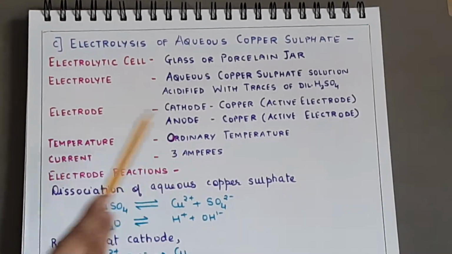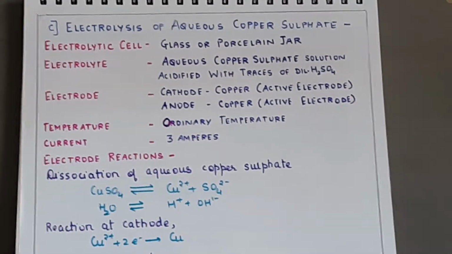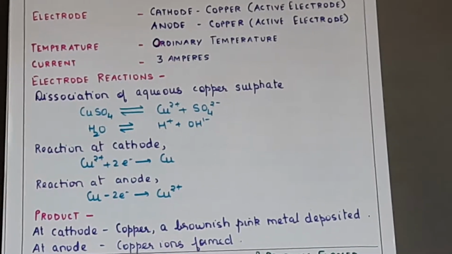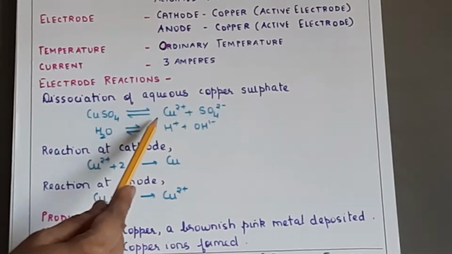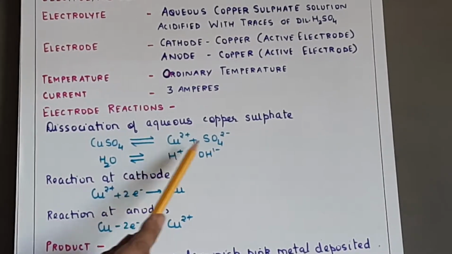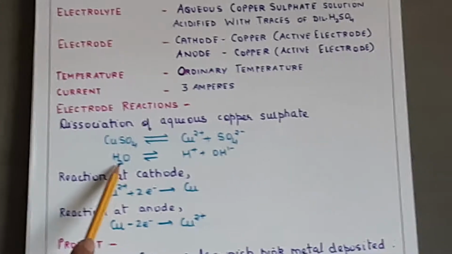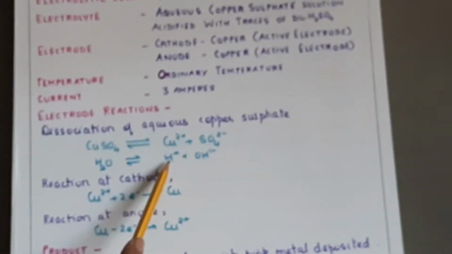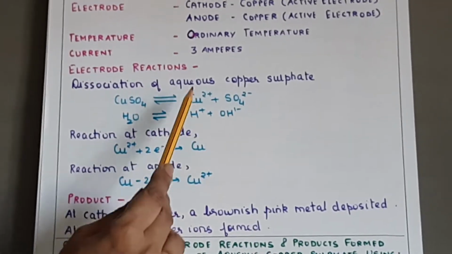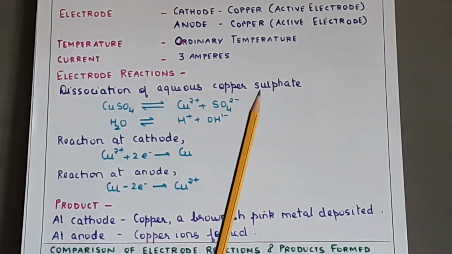Then temperature is ordinary temperature, current is 3 amperes. Now when you close the switch and allow the current to pass through it, what will happen? The dissociation of aqueous copper sulfate will take place. So copper sulfate will dissociate and form copper ions and sulfate ions, right? Since it is an aqueous solution, you have water also. So water will dissociate to form hydrogen ions and hydroxyl ions. Okay, clear? Now cations will migrate to cathode, anions will migrate to anode. By now you know that, correct?